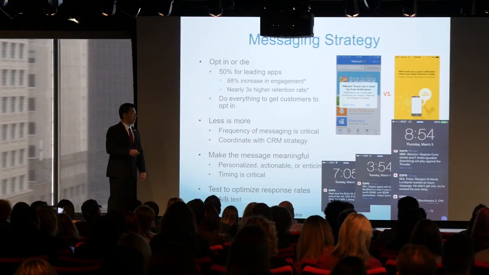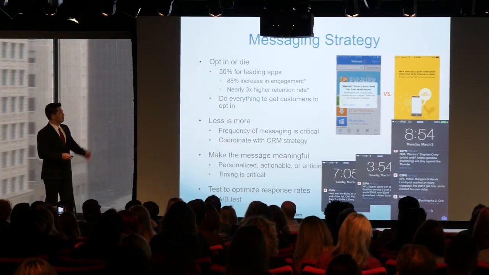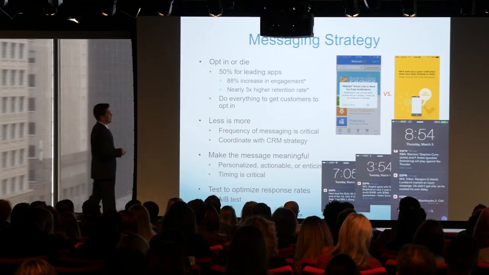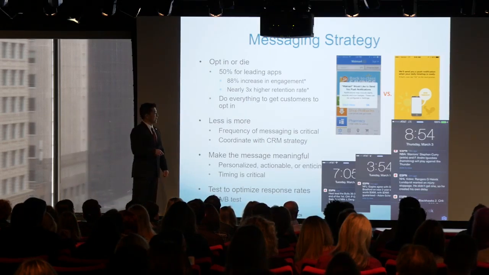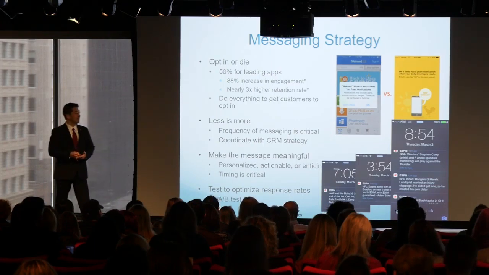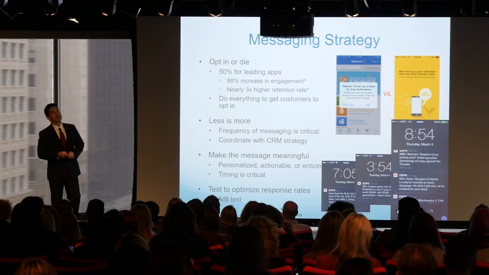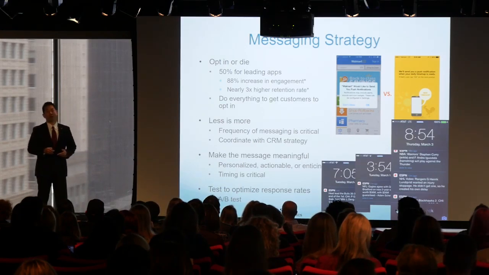A couple days later, I start getting more and more messages, and they're not even relevant anymore. This was at 8:54 in the morning, and it talked about all these different things that were going on in the sports world that I really didn't care about. At 8:55, I opened the app up and I opted out of push notifications. Now ESPN can no longer reach me.